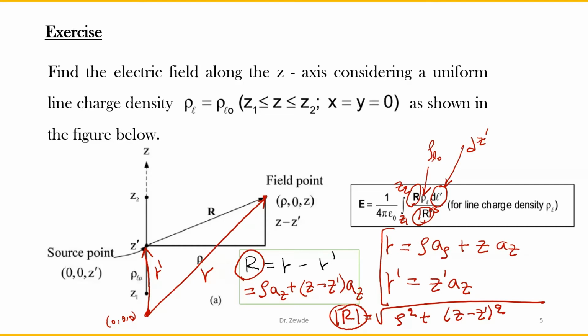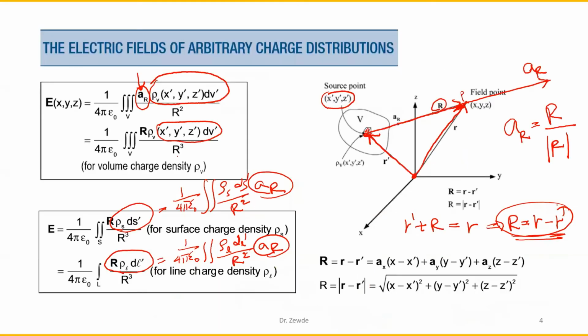So always for an arbitrary charge distribution, you have to specify the source point where you have the charge distribution, and you also have to define the field point where you want to determine the electric field. After you specify those points, first determine the R vector, the vector between the origin and the field point, and then determine R prime, which is the vector between the origin and the source point. Take the difference of the two to determine the vector R, and then determine also its magnitude, and then substitute into the expression to determine the electric field.